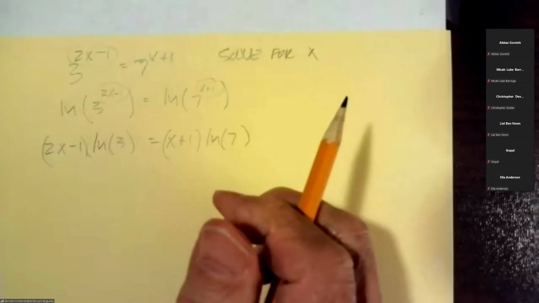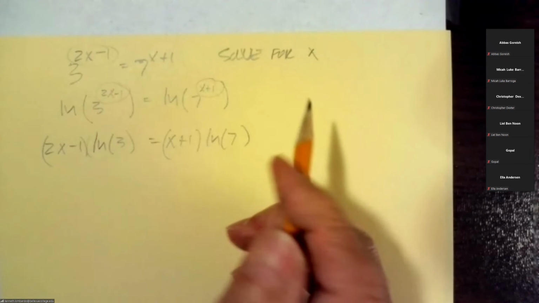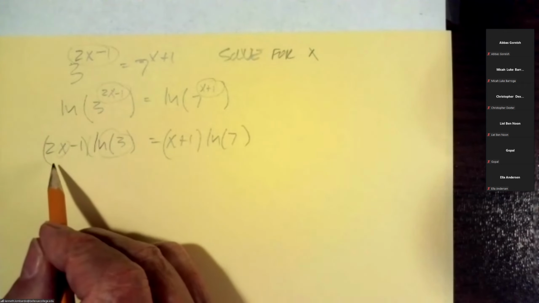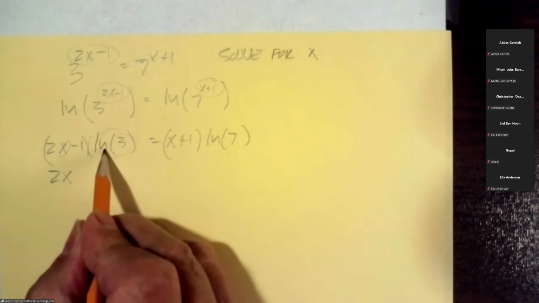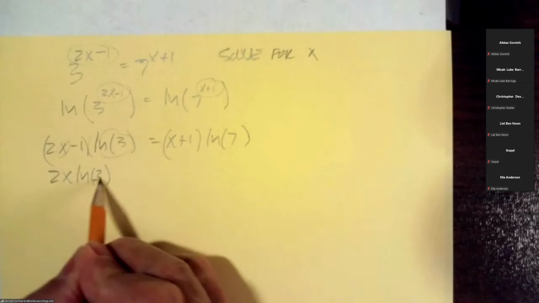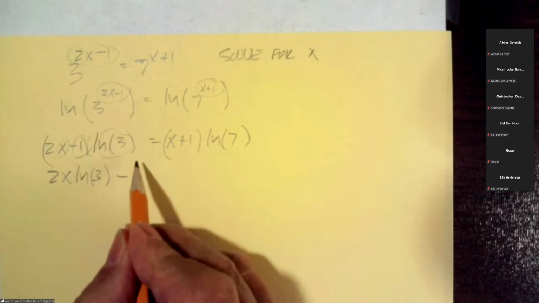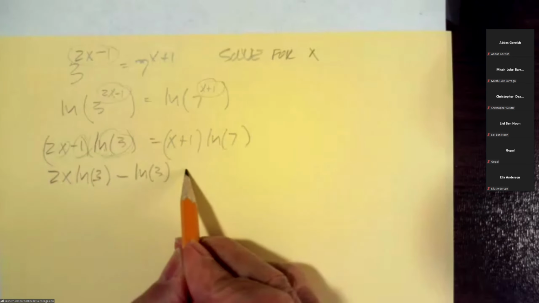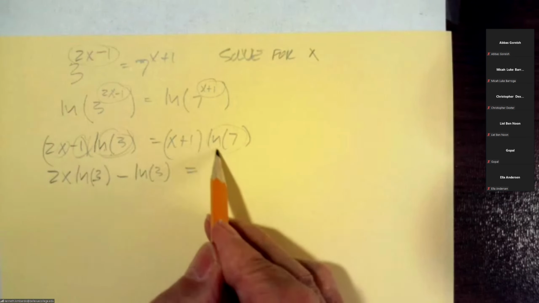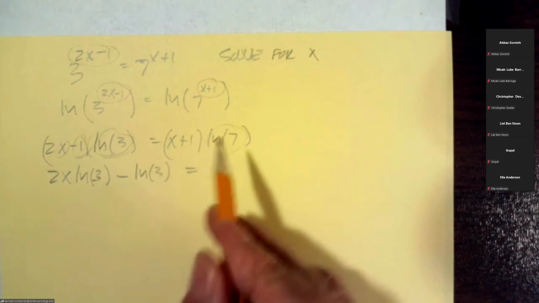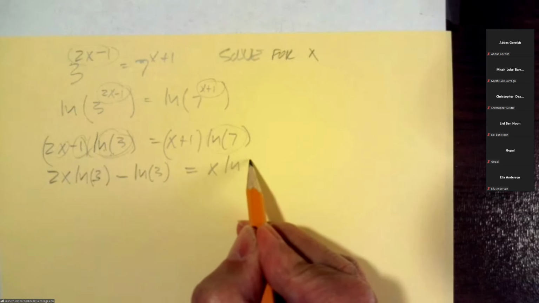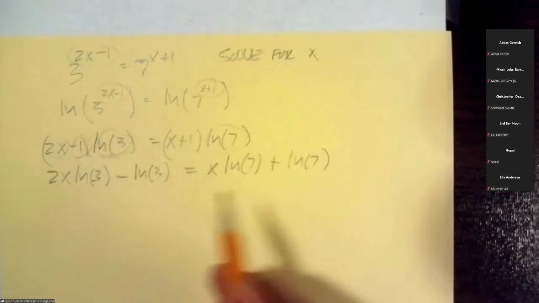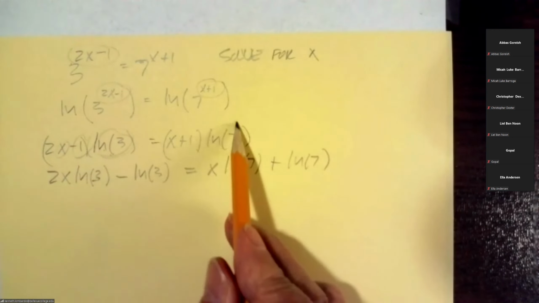Okay. So then we want to solve for these x's, so we better distribute the ln on the left. We've got 2x times the ln of 3, and -1 times the ln of 3. On the right side, let's do the same thing and distribute this ln of 7. So we get x times the ln of 7 plus 1 times the ln of 7. We should look something like this after distributing on each side.